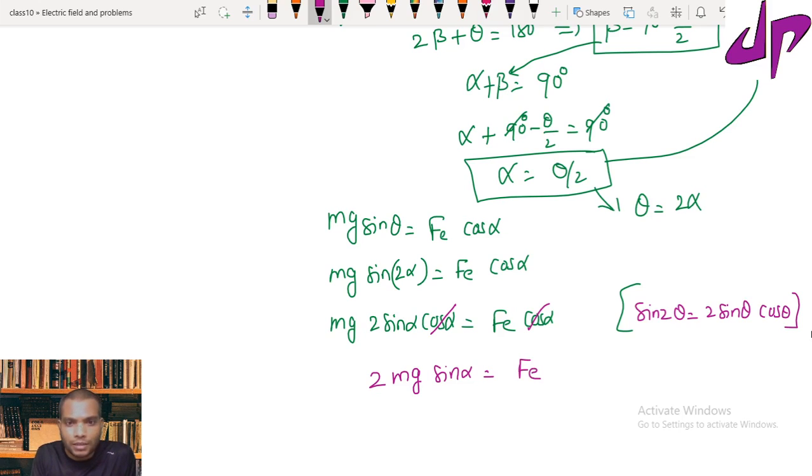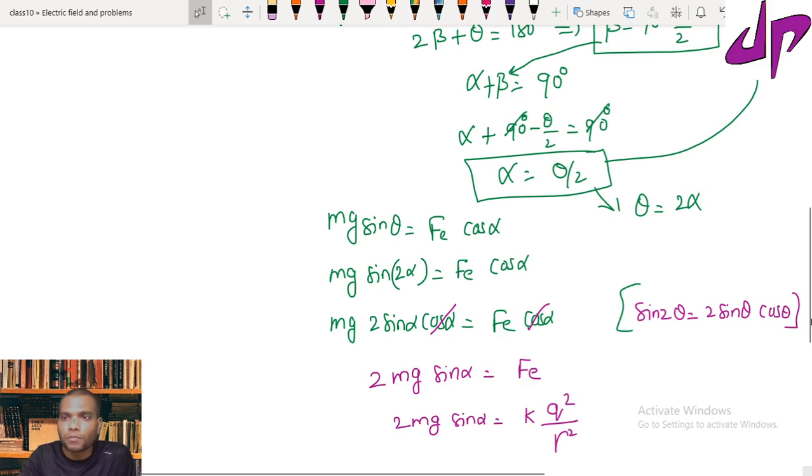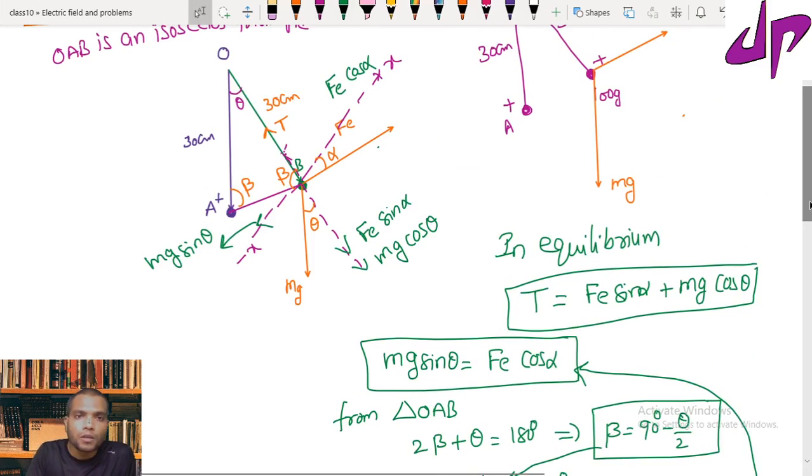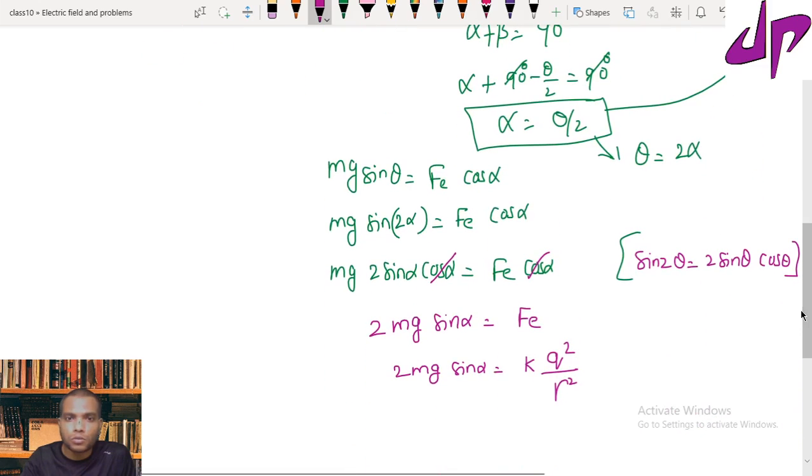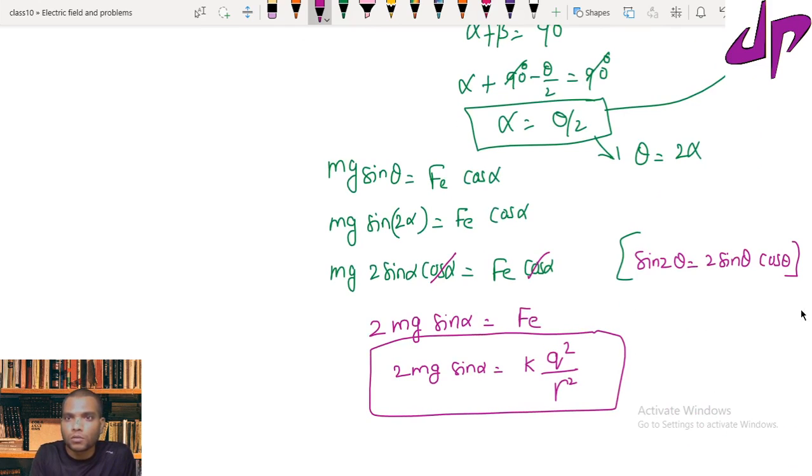From that you can write 2 mg sin alpha equal to Fe, the Coulomb force, k times q square by r square. So there r square, r is the distance between the two charges. So the distance between the two charges, here this we can take as r. Let it be equation 2. Now this you can take as 1 and this you can take as 2.